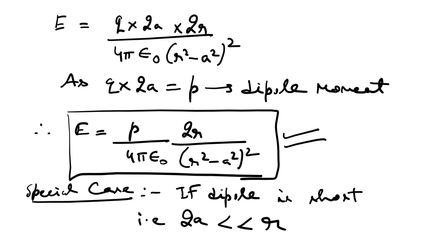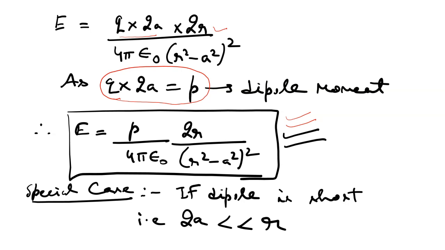or electric field intensity equals Q multiplied by 2A multiplied by 2R upon 4 pi epsilon naught (R square minus A square) whole square. Now what is Q multiplied by 2A? This is the dipole moment. So we can put P instead of Q multiplied by 2A. So the electric field intensity for the axial line of a dipole will become P upon 4 pi epsilon naught, 2R upon (R square minus A square) whole square. This is the result of electric field intensity on the axial line of a dipole.